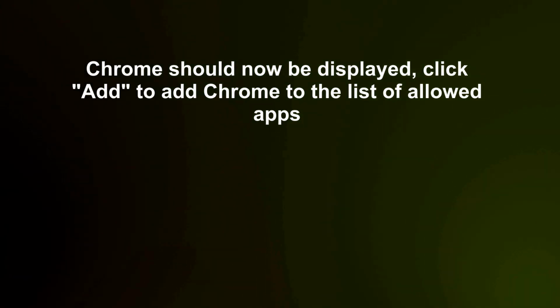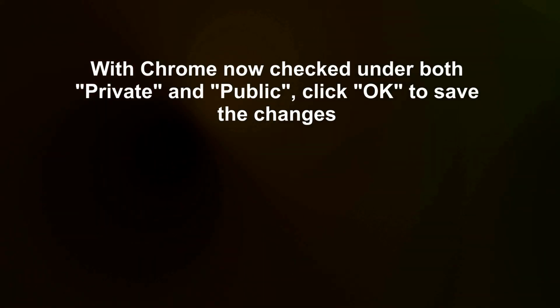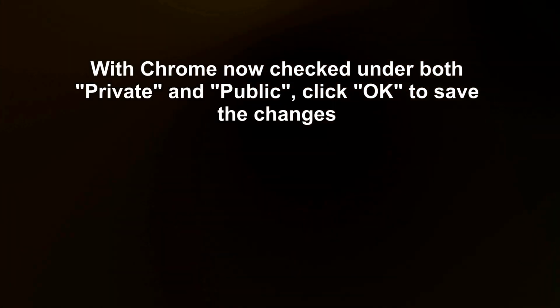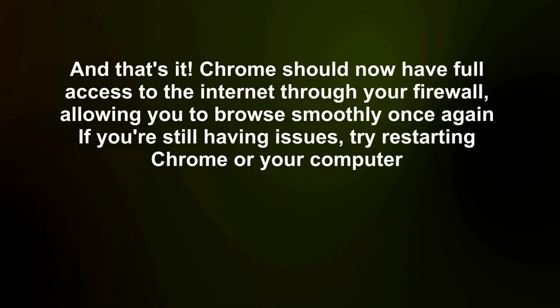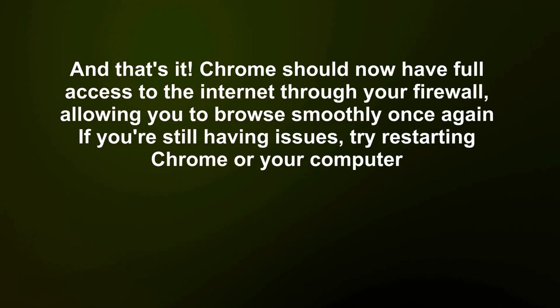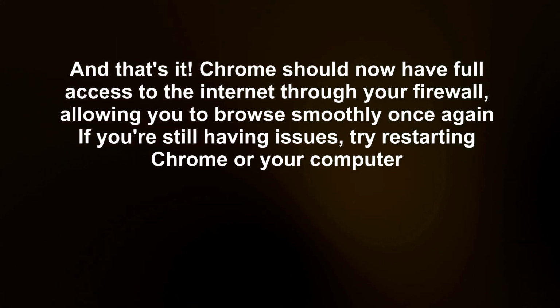Click Add to add Chrome to the list of allowed apps. With Chrome now checked under both private and public, click OK to save the changes. And that's it. Chrome should now have full access to the internet through your firewall, allowing you to browse smoothly once again. If you're still having issues, try restarting Chrome or your computer.